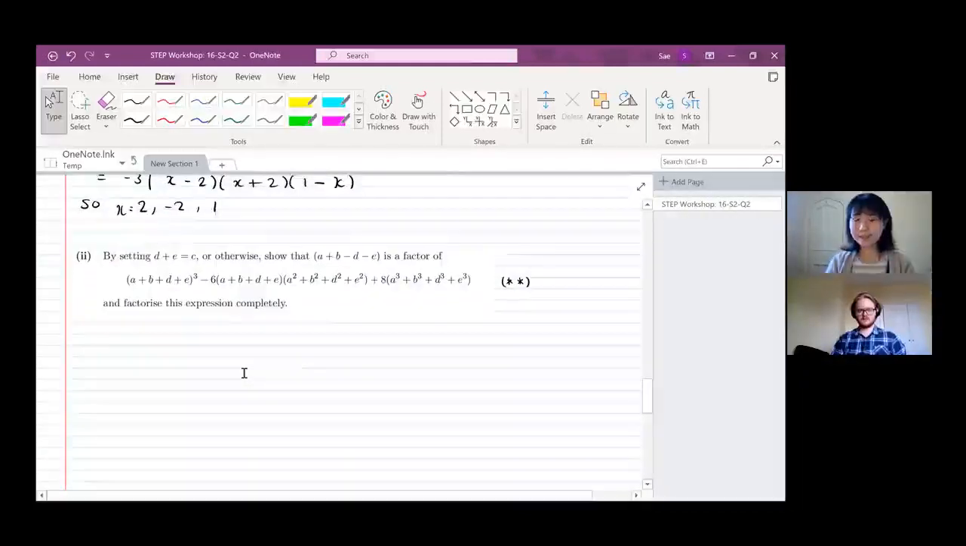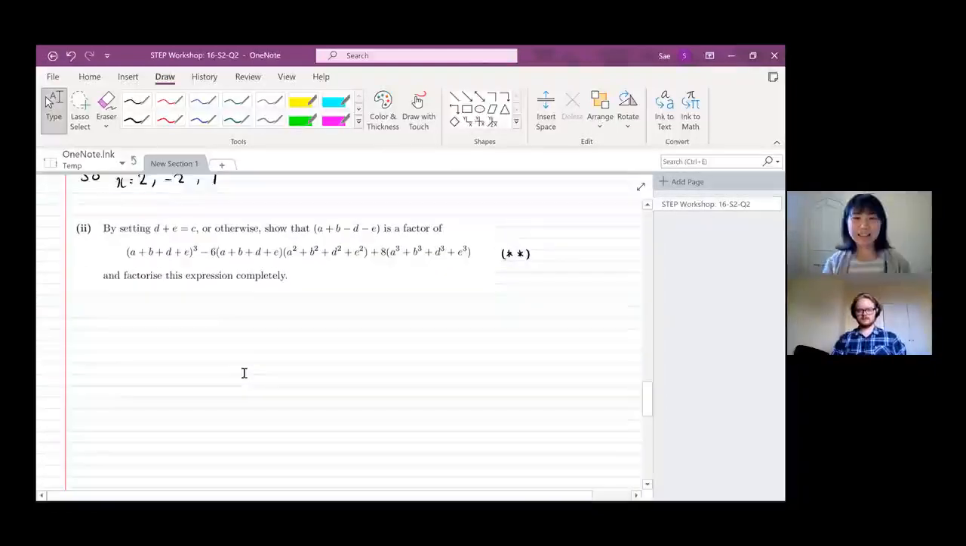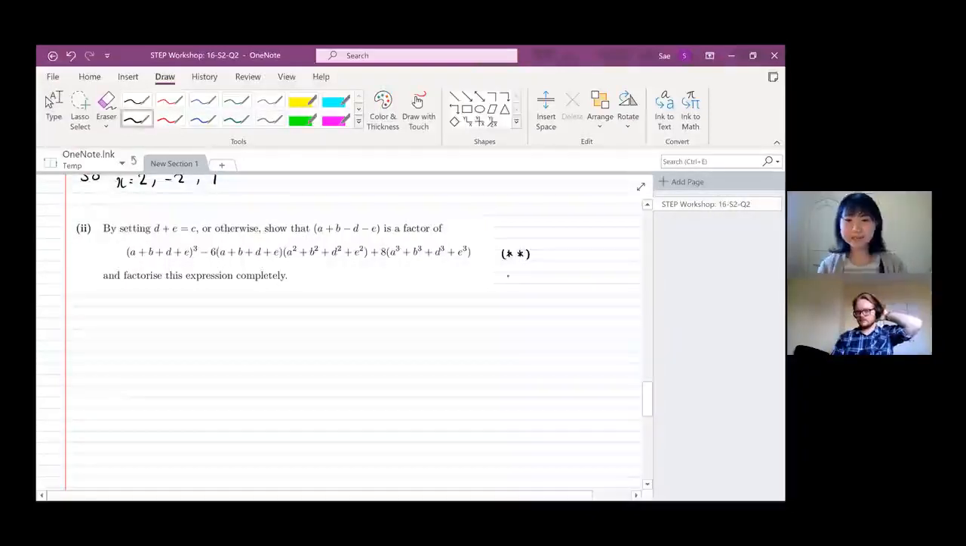If you have any questions so far, please put them in the chat. But if not, we'll move on. And so the second part is setting d plus e equals c, or otherwise, show that a plus b minus d minus e is a factor of this even longer expression, which I have labeled star star.